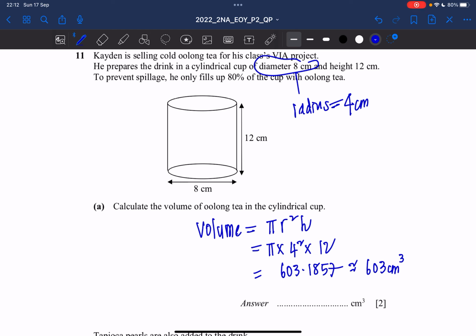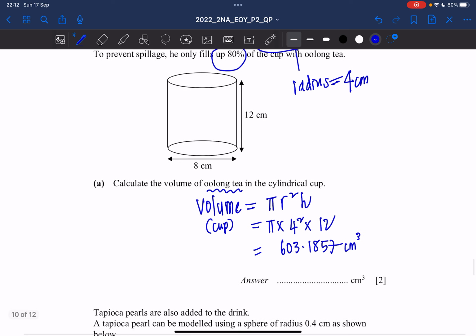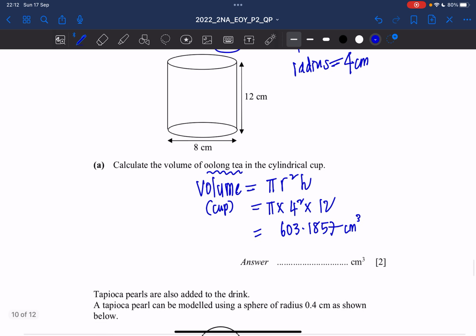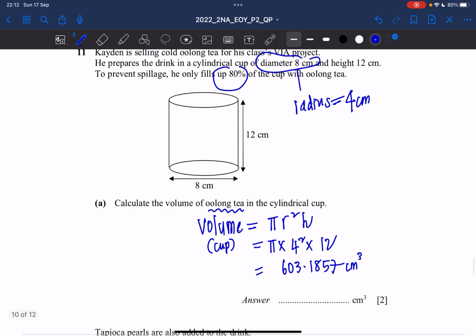Sorry, now we need to read this. They ask to find the volume of oolong tea, but he says he only fills up 80% of the cup. So actually this is the volume of the cup. Since it's not the final answer, we don't round off first. So we take it as this amount, in the longer version.